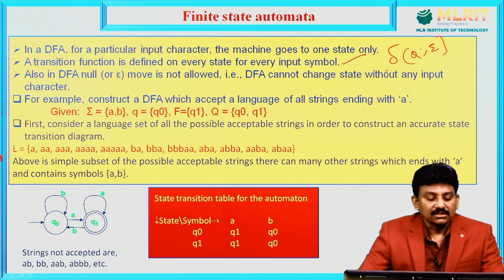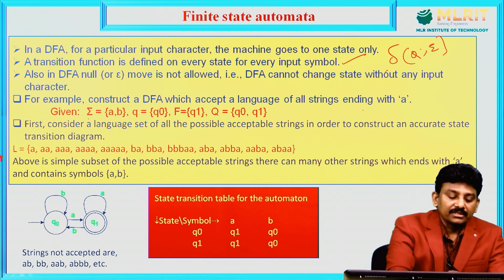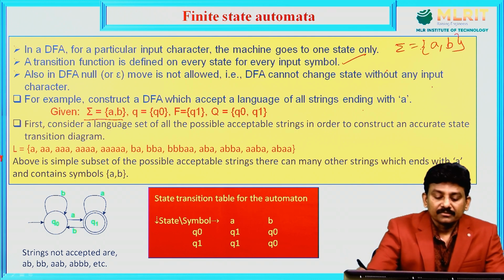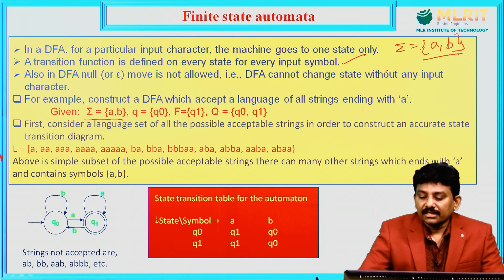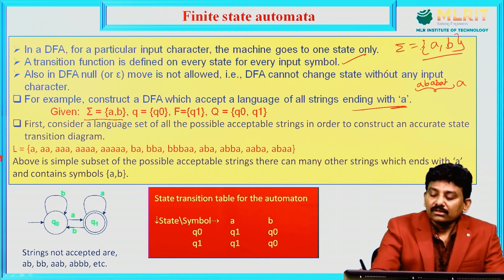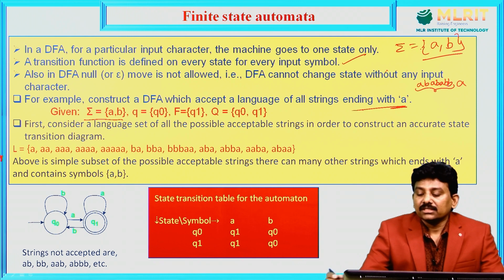For example, construct a DFA which accepts the language of all strings ending with A. The input alphabet Sigma is {A, B}. By using these symbols A and B, we can construct strings, combinations of A's and B's. The string should end with A. The last symbol must be A. Before that, we can have any combination of A's and B's.